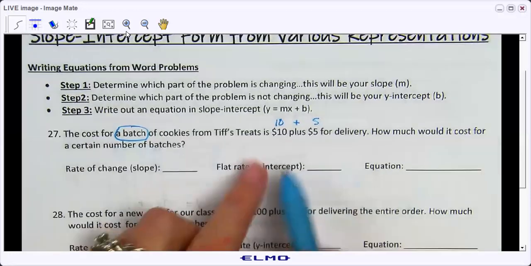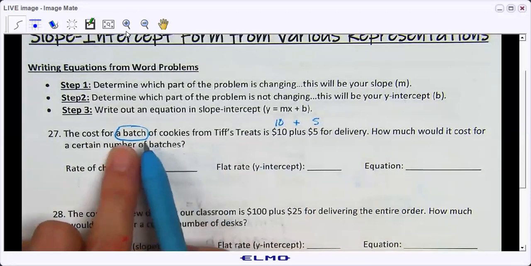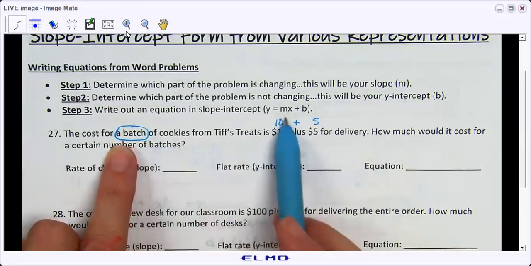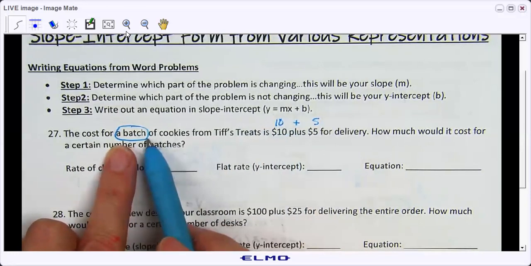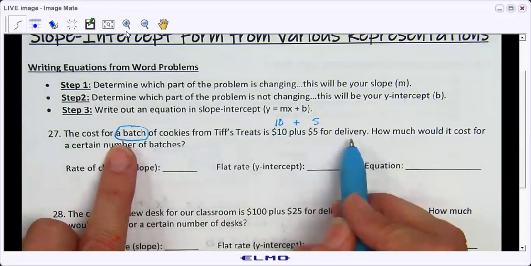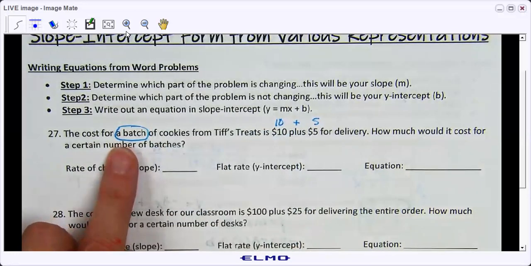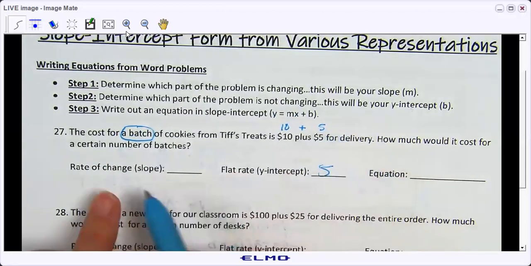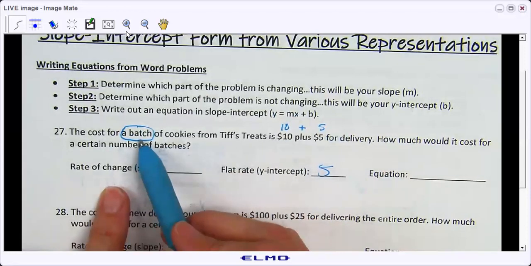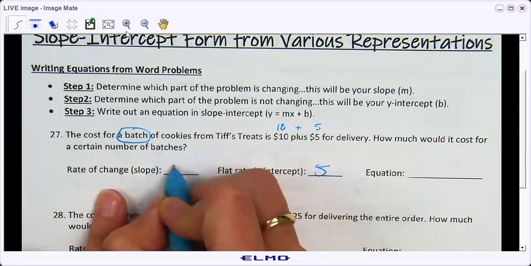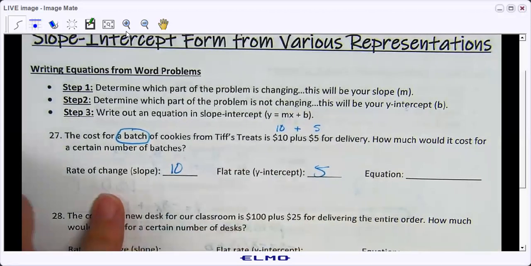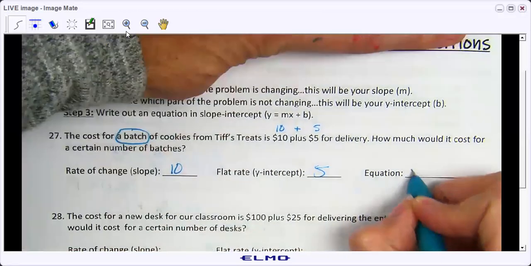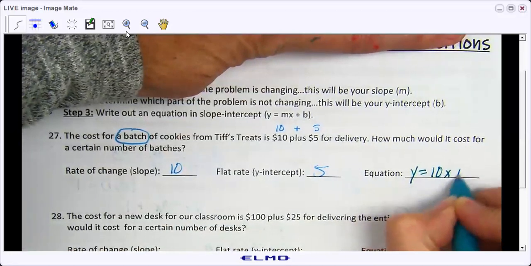So in looking at this, my number of batches is constantly going to change, right? The $10 will change based on the number of batches. And my $5 delivery fee is a one-time fee. That's a one-time thing. It's not changing. It's where we start. So our flat rate is the $5. And what is changing is the $10 based on the number of batches. And so this is 10. And we would write our equation out as y equals 10x plus 5.